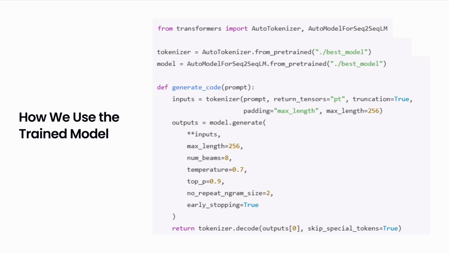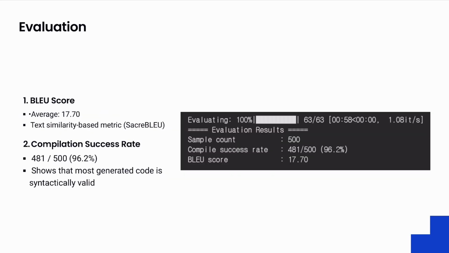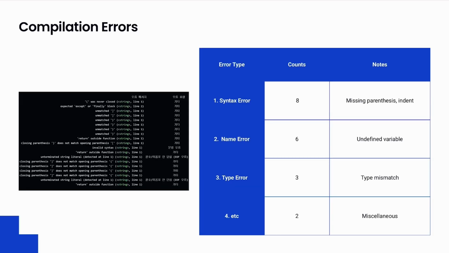We then used the trained model to generate Python code from new prompts. We ran a separate evaluation on 500 validation samples. The BLEU score came out to 17.7 and the completion success rate was 96.2%. This shows that the model generates syntactically valid Python code in most cases. We also analyzed the 19 cases where code generation failed to compile. Overall, code structure was solid, but logic and variable names still need refinement.